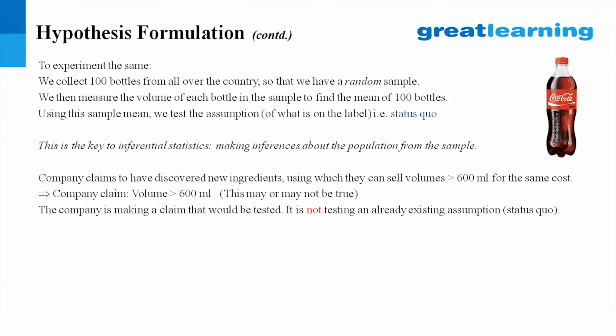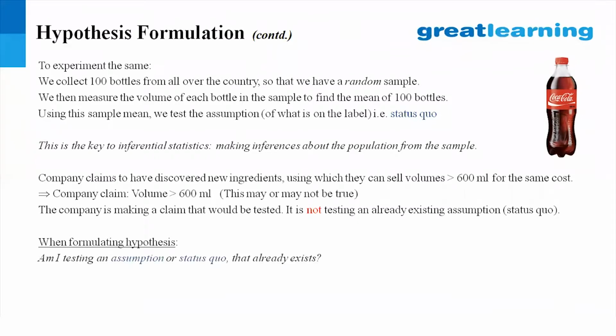So the claim that the company is making is not already existing. The company is claiming that it is going to be more than 600 ml, but this has never been tested. What the company is claiming has never been tested. So I'm considering two cases. First, when I have the normal bottles and I'm measuring their means. Second, when the company has made a particular claim, but I'm not sure whether or not it is true. That has never been tested. So there you see how we form the hypothesis.